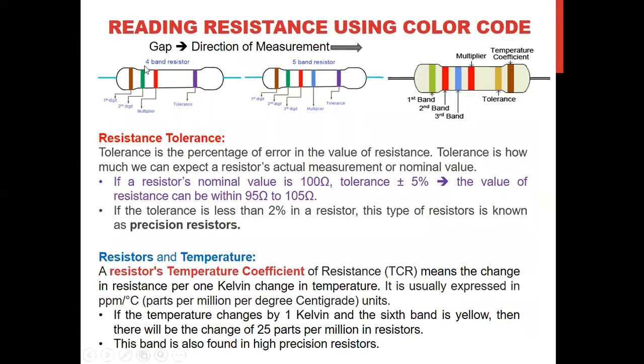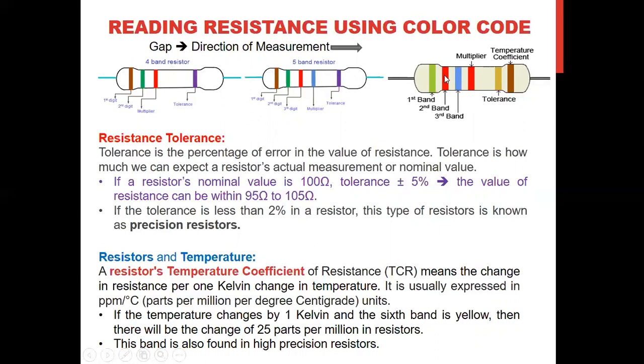Now, this is a 4-band resistor, as we discussed. 1, 2, 3, 4, because there are 4 stripes of colors printed on it. 5-band, 5, and 6-band, 6. How is the value read? As we discussed, the first color is the first digit, the second color is the second digit, the third one is the multiplier, and the fourth one is the tolerance. This is for the 4-band.